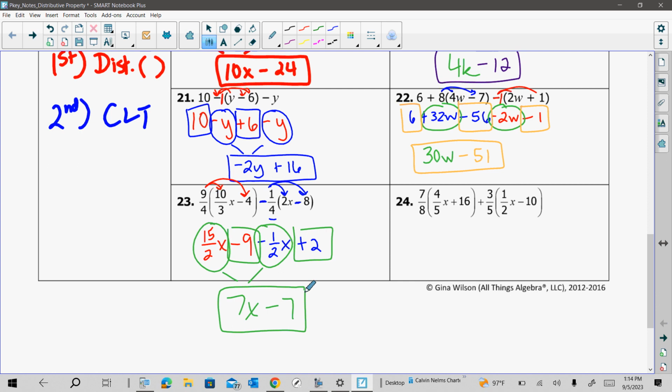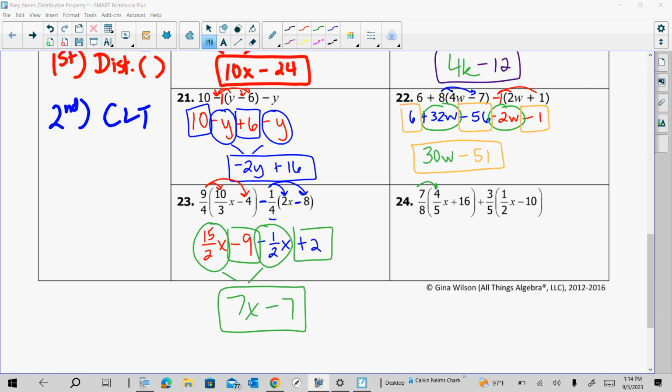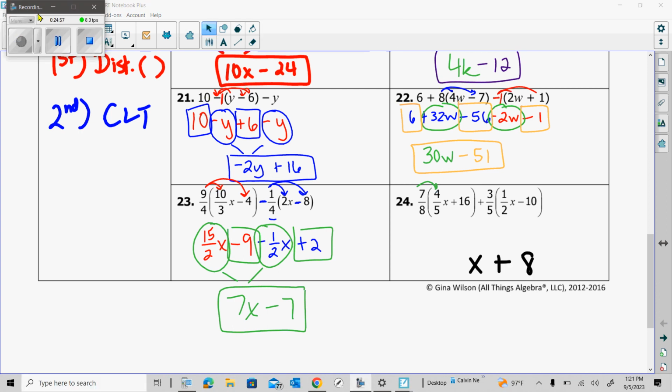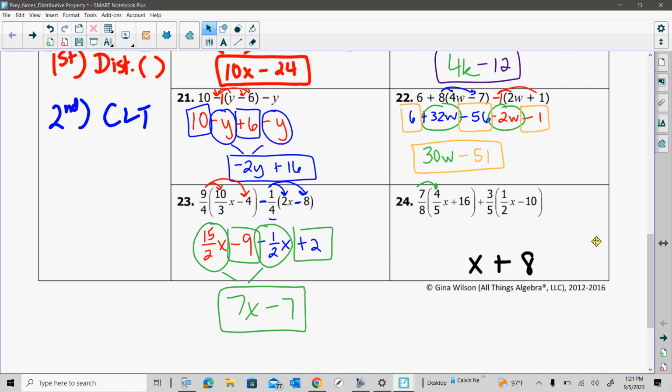All right. One more. 7/8 times 4/5. Actually, I'm gonna let you do this one. I'll come by and stamp it. I'm gonna pass out the homework while you do the last one. Okay, guys, you can look at your notes to help you on the homework. If you need a stamp, I'll come by.